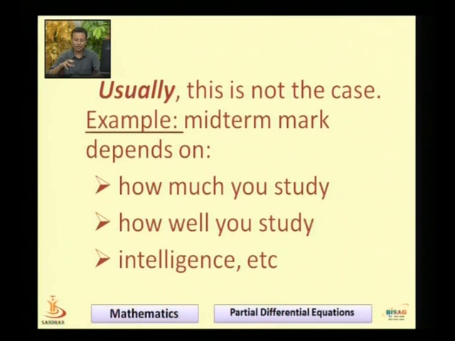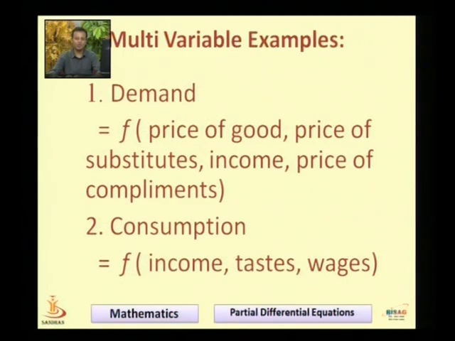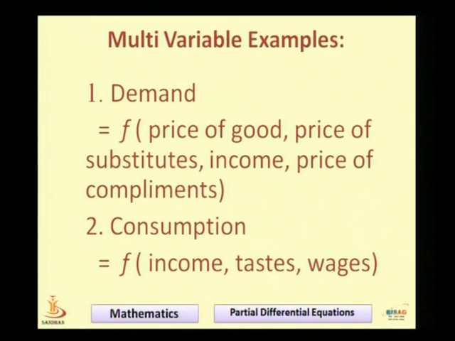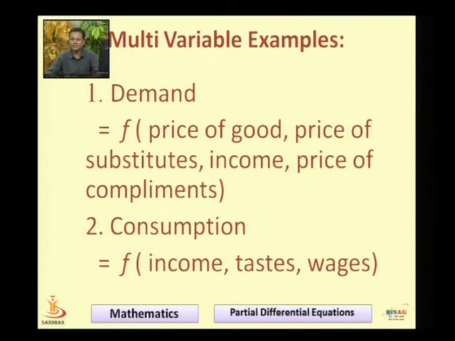So the rate of change of the function, which is a function of n independent variables, partially depends on each of the independent variables, and that's why we have to check the rate of change of the function with respect to each of these independent variables, and it is known as partial differentiation. Other examples of multivariable functions are, first, demand. Demand is a function of price of good, price of substitutes, income, price of complements.